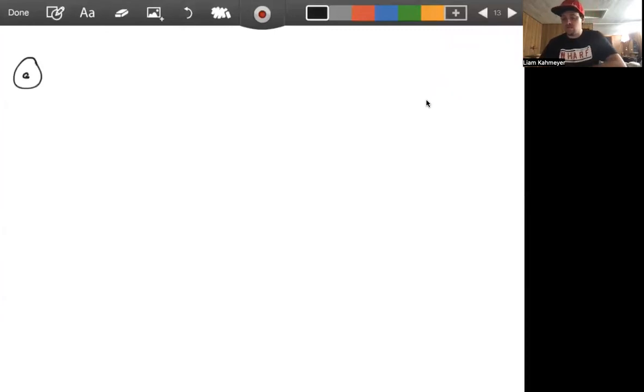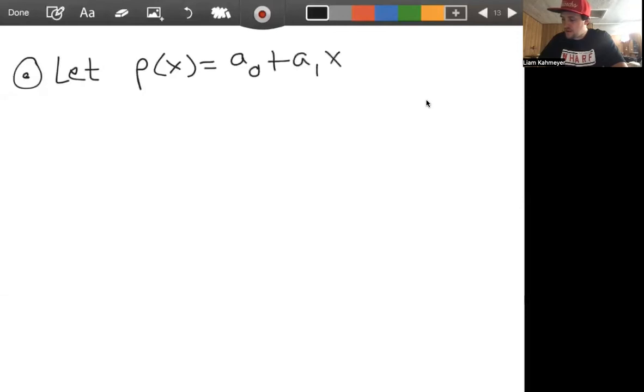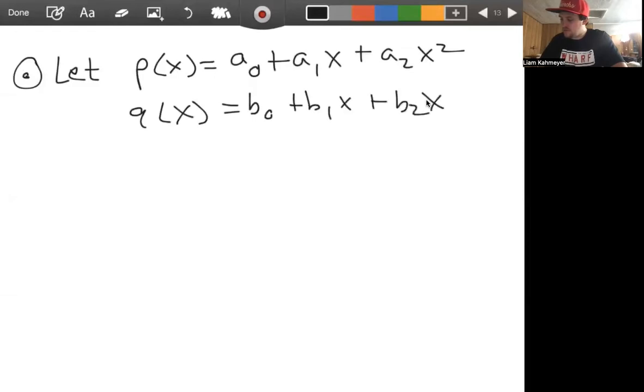So what we need to do is start with 2 elements of P2. So let p(x) be a0 plus a1x plus a2x squared, and q(x) be b0 plus b1x plus b2x squared, right? So these are two elements of P2. And now we need to take their sum, and we need to show that the sum of these things is also an element of P2, right?